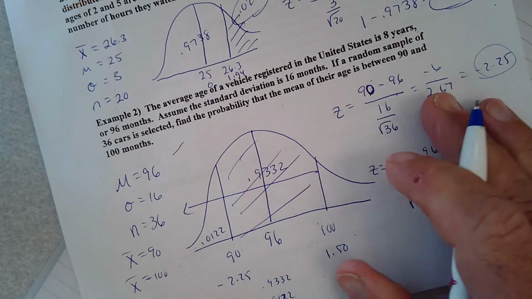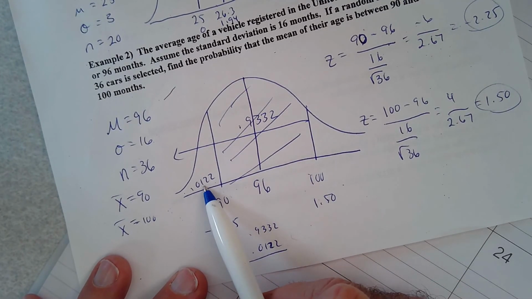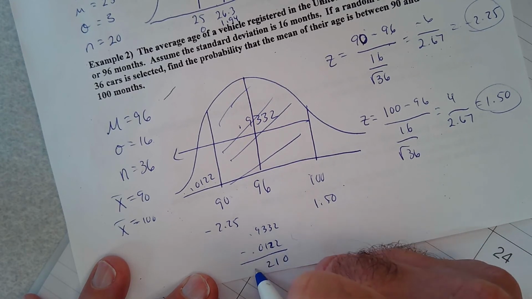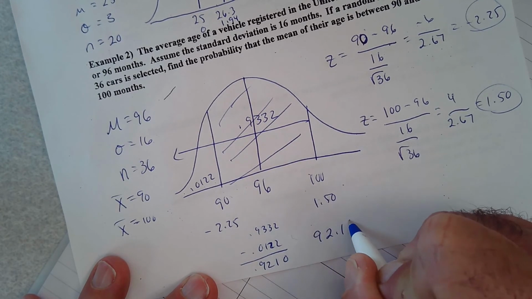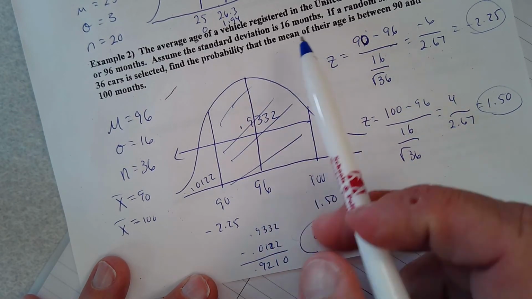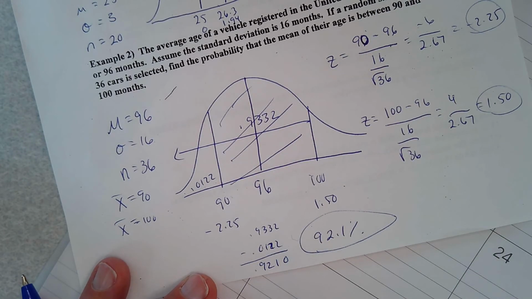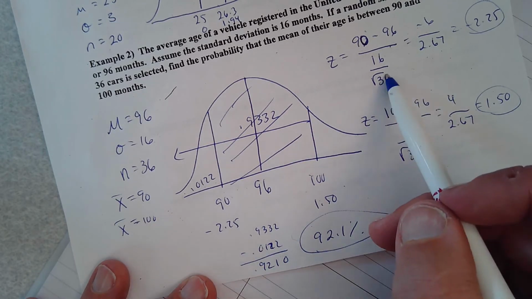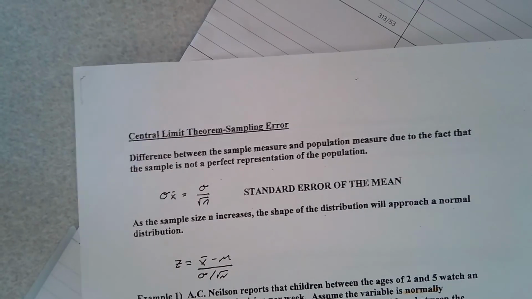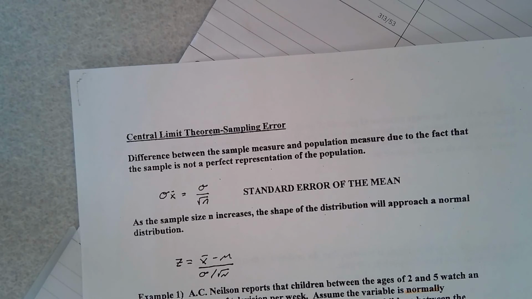To find the probability between these two, I'm going to subtract that small one away from the 0.9332. When we do that, we end up with a very large percentage. There's a 92.1% chance that your car is going to fall between 90 months and 100 months based on this distribution. So sample size is having an effect on our probabilities now, which is what the central limit theorem is saying. The more times we do something, the better off we should get as far as that error goes. We should get a more realistic approach to that normal distribution.